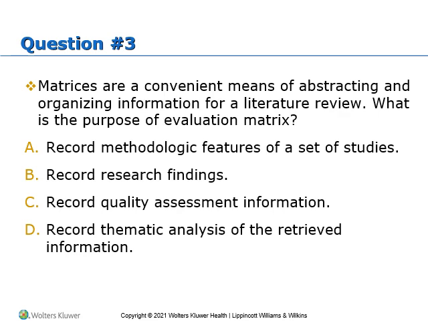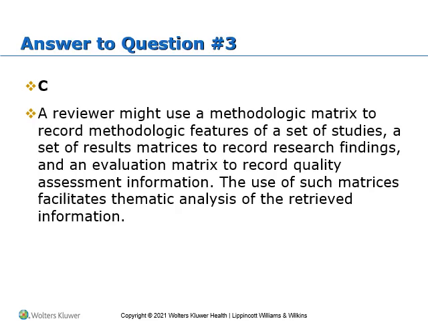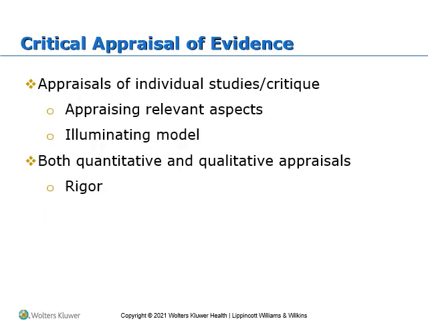Matrices are a convenient means of abstracting and organizing information for a lit review. So what is the purpose of the evaluation matrix? You're really using that matrix to record methodological features of different studies, and you're using that to look for themes of what you've retrieved. When you're doing a critical appraisal of the evidence, you're really looking at those quantitative and qualitative studies for rigor. A research critique is an appraisal of the strengths and weaknesses of the study, and a good critique looks at areas of adequacy and inadequacy in an unbiased manner.